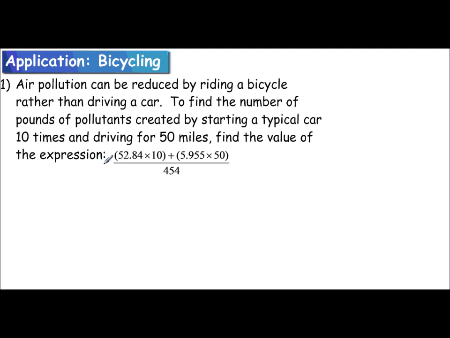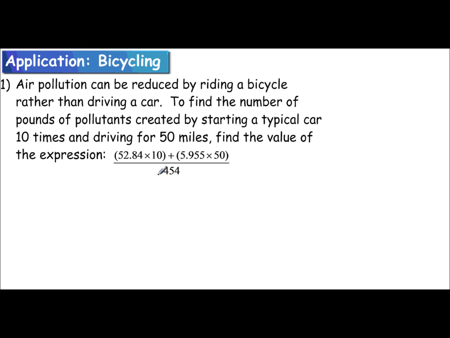Find the value of the expression, the quantity 52.84 times 10 plus the quantity 5.955 times 50, all divided by 454. So what's nice about this is though we're given all this information in the story problem, the story problem is just asking us to work with this expression that we have. And so we're going to do the order of operations. So let's follow the top first.